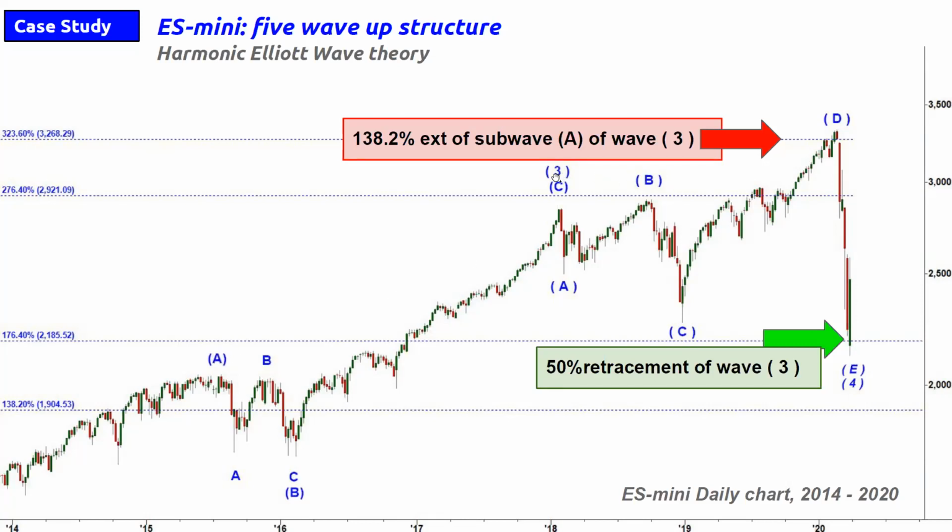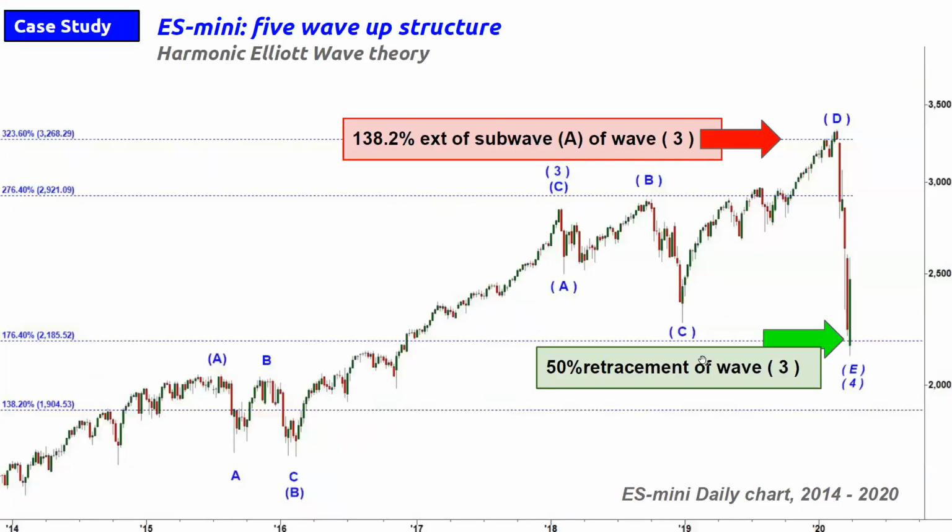And subwave C of wave 3, the second leg up, tends to top at 138.2% extension of subwave A of wave 3. So that final thrust higher in January, February 2020 actually topped right at 138.2% extension of subwave A of wave 3.